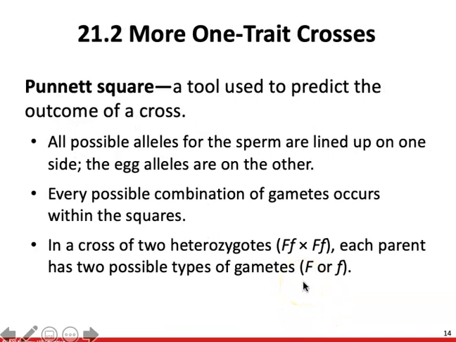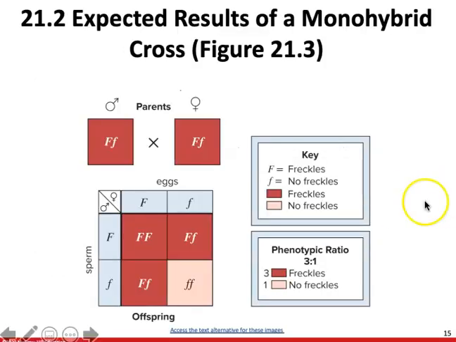So the way that we're going to do this is by using a Punnett square. A Punnett square is a really useful tool that can help us predict the outcomes of these crosses. All of the possible alleles for the sperm are going to be lined up along one side, and all the possible alleles for the egg are going to be lined up on the other side. Every possible combination of gametes is going to line up inside of the squares. So here is an example of what that would look like.